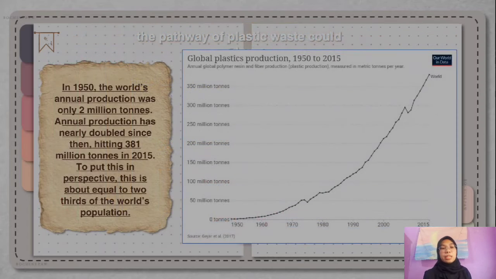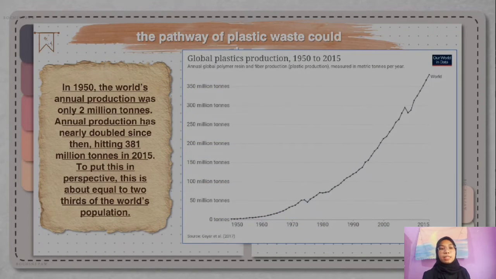From 1950 to 2015, the figure displays the increase in worldwide plastic output estimates in tons per year. In 1950, the world's annual production was only 2 million tons. Annual production has grown enormously since then, hitting 381 million tons in 2015. To put this in perspective, this is about equal to two thirds of the world's population.